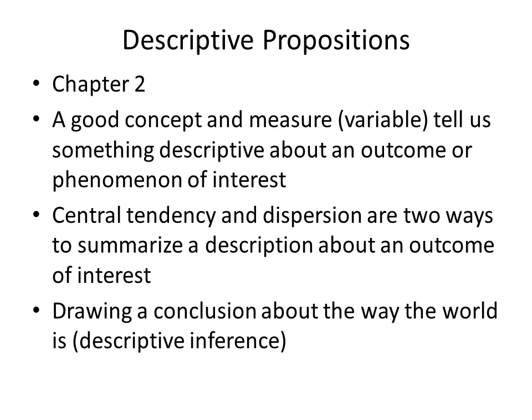Descriptive propositions, again, return to concept formation and measurement. Essentially, a good concept and a good measure of that concept tell us something descriptive about an outcome of interest or a phenomenon of interest. So they describe the world to us. Also, as discussed in chapter 2, measures of central tendency and dispersion are two ways of summarizing, or describing in a very quick, summary way, an outcome of interest.